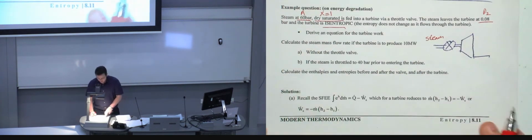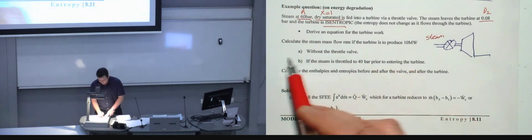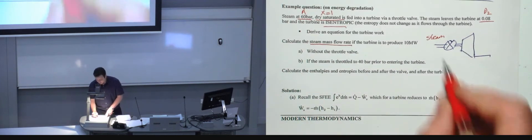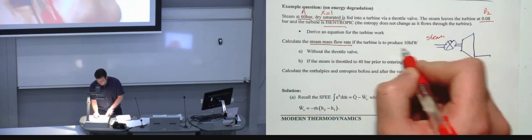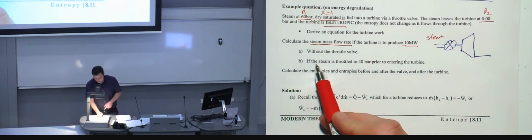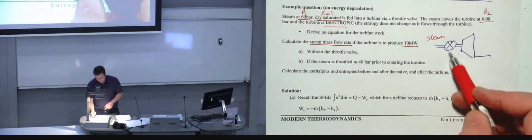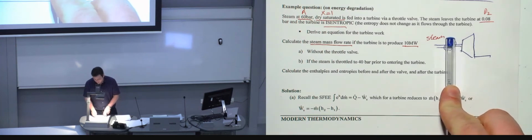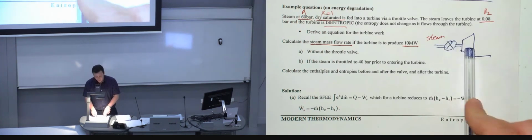First of all, derive an equation for the turbine. You would do that naturally anyway. A, find out the amount of mass flow rate that you need to have going through the turbine in order to produce 10 megawatts of power. And then, in the second case, assume that you have now the throttle in place, and it's throttled to 40 bar before going to the turbine. So there are two cases. Case A is assume that this doesn't exist, and in case B, assume that you have these two components.